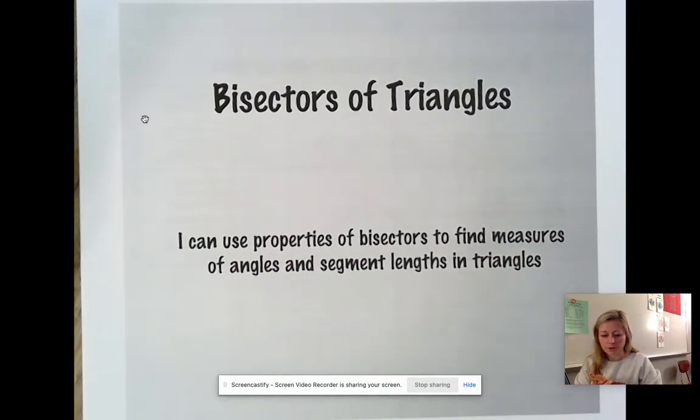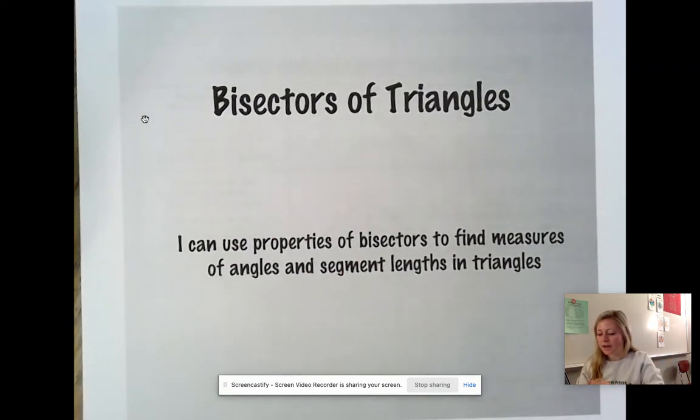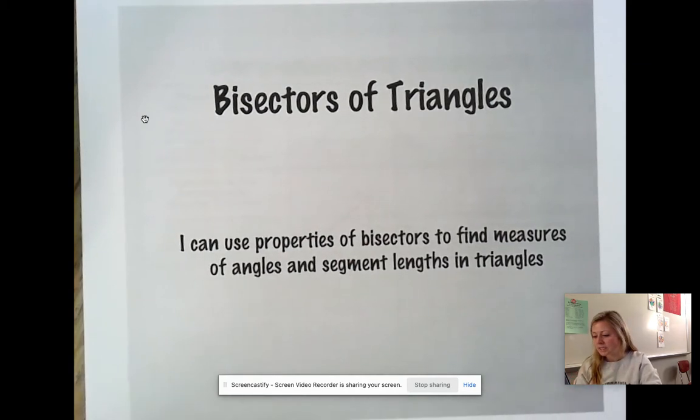Okay, so we're going to learn about two segments that occur in triangles. The first one, like I said, is perpendicular bisectors, and then the other one is angle bisectors. So after today, you will be able to find different angles and segment lengths in triangles using these properties.